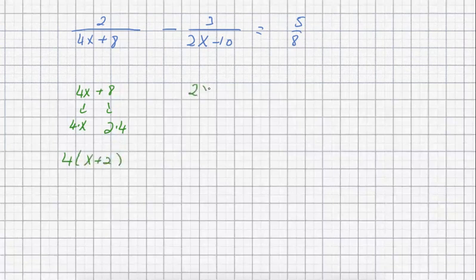Okay. 2 times x, and then 2 times 5. 2 and then x minus 5. Perfect. And 8? 2 times 4. Yes.